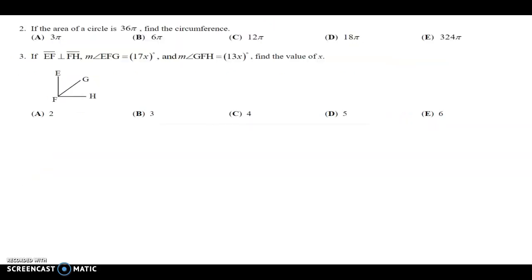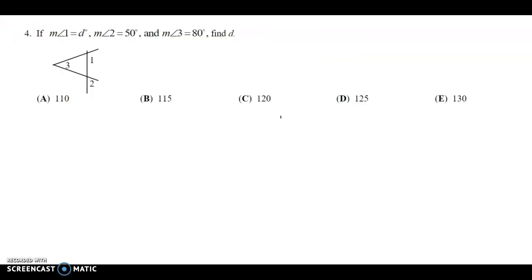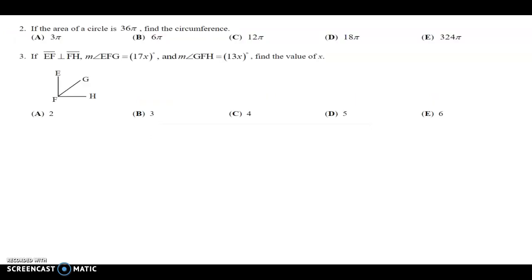Okay, continuing on this next page, I have 2 problems, but let's look at them one at a time. Let's look at question number 2. Read the whole question. If the area of a circle is 36 pi, find its circumference.